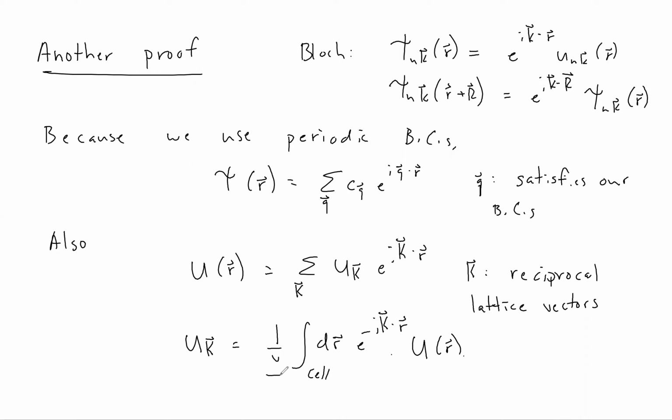So we're going to use these two facts, the fact that the potential itself is periodic, and therefore we can express it as a Fourier series, as well as the fact that the wave function can also be expressed in a Fourier series because we are using periodic boundary conditions to derive Bloch's theorem. So let's substitute these expressions into the Schrodinger equation.